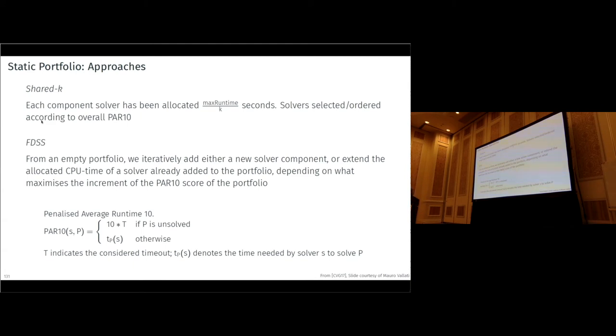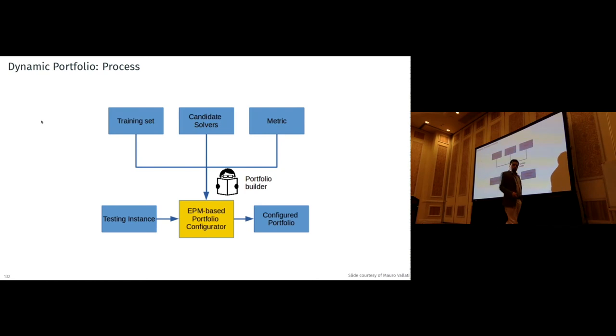The second static portfolio we consider is the FDSS, where, given an empty portfolio, we iteratively add a new solver component or extend the allocated CPU time of a solver, depending on what maximizes the increment of the PAR10 score of the portfolio. So that is about the static portfolios.